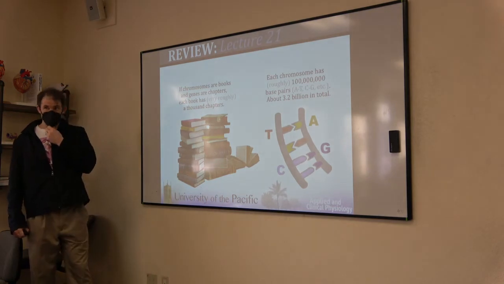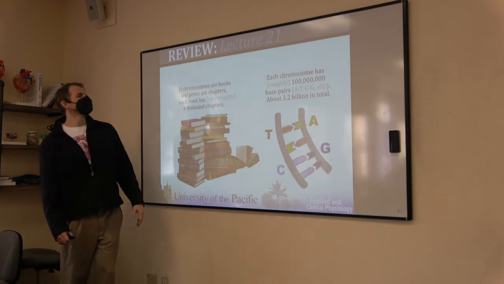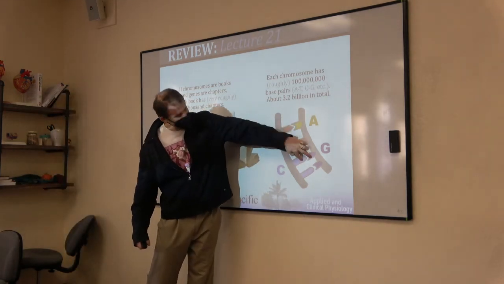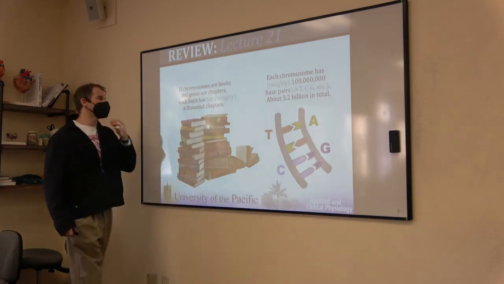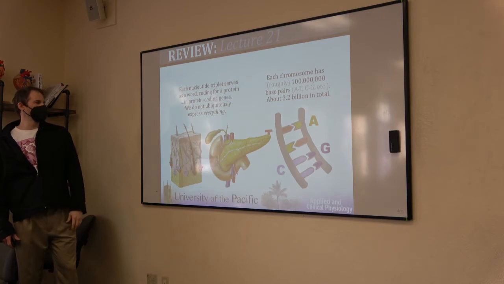The A's and the T's, the C's and the G's, the T's and the A's, the G's and the C's. This is a base pair. That is a base pair. That is a base pair, right? And so you have a ton of those things throughout your genome, throughout your chromosomes.